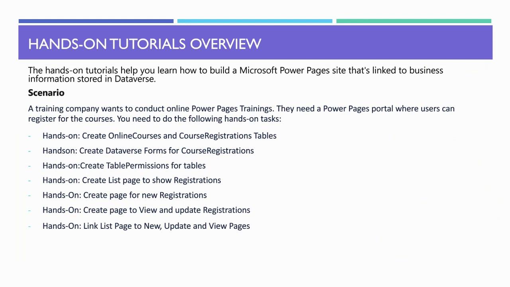One, we create online courses and course registration tables. Once you create the tables, create forms for the course registrations, then create table permissions for the tables, and create a list page to show the registrations, create a page for new registrations, and create pages to view and update registrations, and finally link the list page to new, update and view pages.